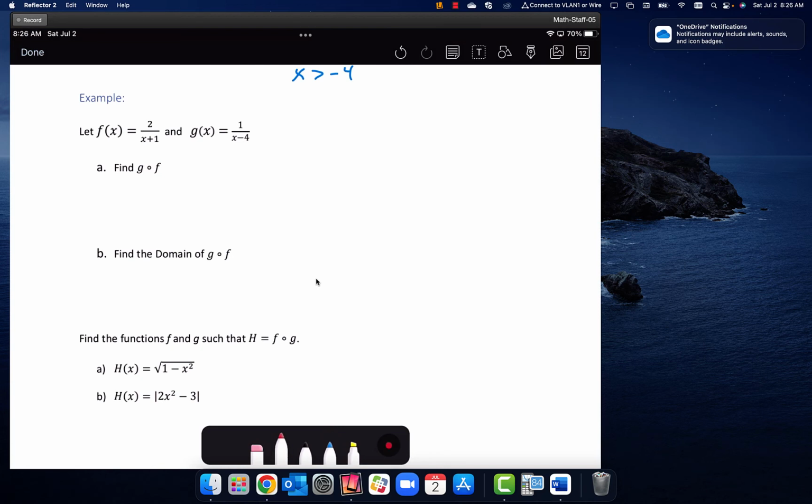Next, we have g of f. G is on the outside, so the outer function is 1 over something minus 4. We're going to replace that x with the f function, 2 over x plus 1. So the first thing we want to do is simplify this. You typically don't want a complex fraction as your answer. So let's see if we can go through and simplify.